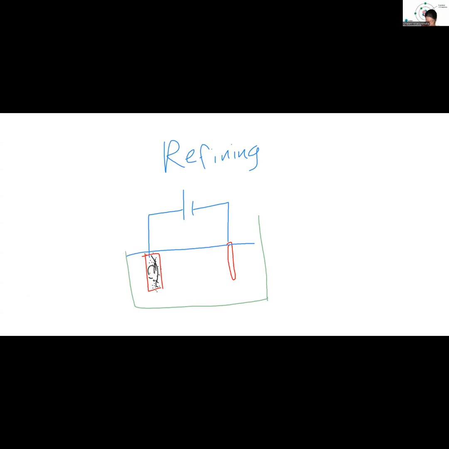Now this is my copper sulfate solution. And I have to name this one. What is this one? Impure. Yeah, it needs to be here. Impure copper metal. This is pure. Pure copper metal. First of all, understand that fact. Are you okay with that?